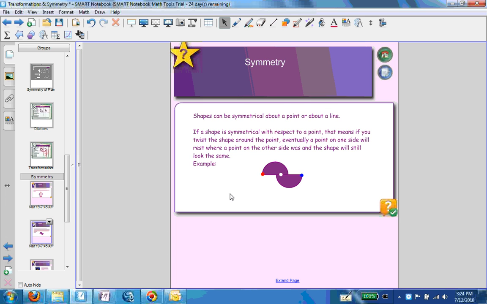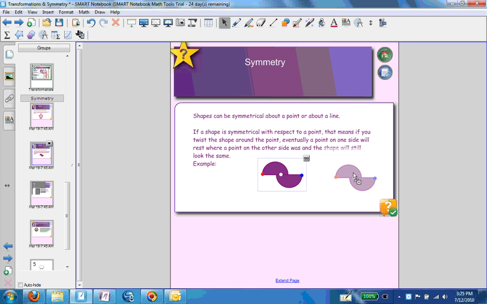You can also have a shape that is symmetrical with respect to a point. And what that means is if you put a point within the figure, which will usually be the center point, and you then twist the figure, one point on the figure will eventually end up where another point on that figure started. So if I was to take this figure and twist it, that blue dot is going to end up where the red dot is. So that's what we mean by symmetrical about a point.